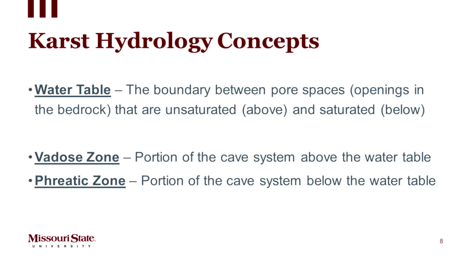Two more terms we need to define, and these are important in karst. The vadose zone is the portion of an aquifer, or for our discussion today, a cave system above the water table. So the vadose zone is the part of the karst system that's above the water table. The phreatic zone is the portion of the cave system that's below the water table. In non-karst aquifers, this would be the pores above or below the water table.